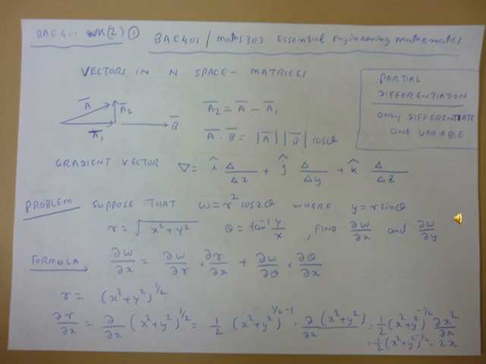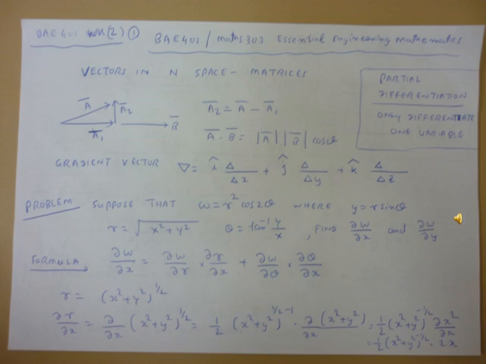Then, based on the dual principle, we calculate one problem. Suppose that W equals R squared cos 2 theta, where X equals R cos theta and Y equals R sine theta. So R is equal to the square root of X squared plus Y squared, and theta equals tan inverse of Y by X. We have to find del W by del X and del W by del Y.